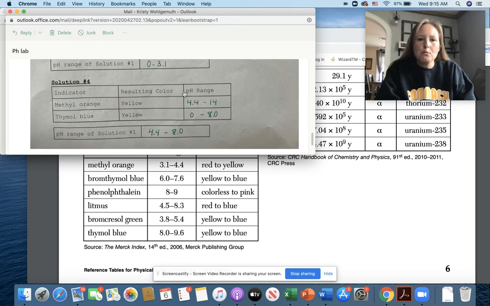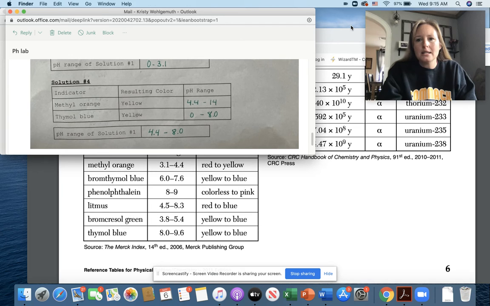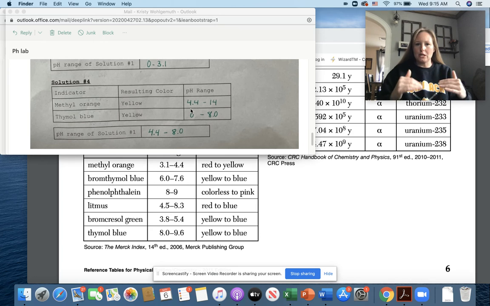Okay, so I know quite a few people put down 0 to 8. It can't be 0 to 8 because if I had a pH of 0, the methyl orange will not be yellow. Okay. So that's where some people on this last one just tripped up. You did a great job on the whole lab. And then right down here, we just forgot about the fact that this range does not include 0 to 4.4. So the only time those two color ranges overlap each other would be between 4.4 and 8.0. Okay. So, like I said, I wanted to take a minute and go over that.